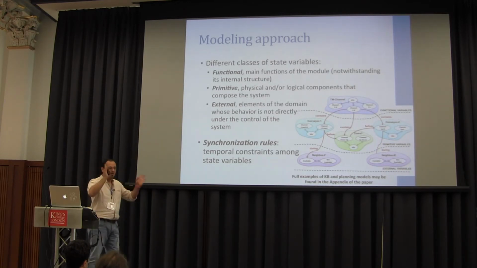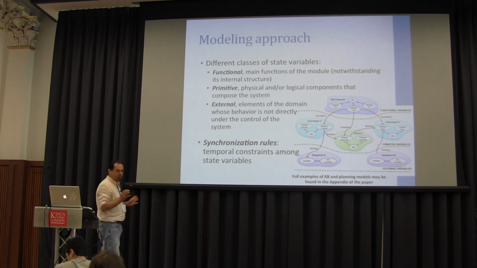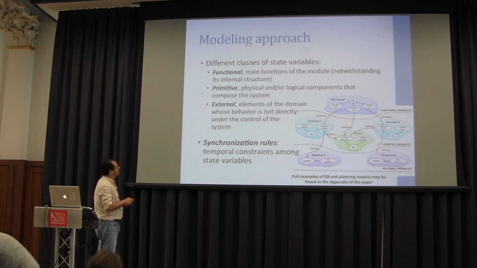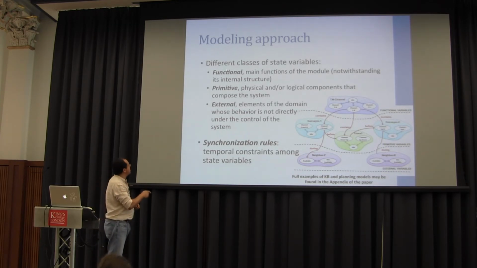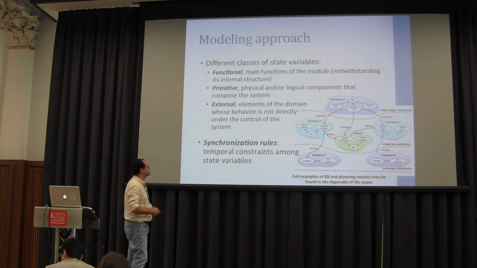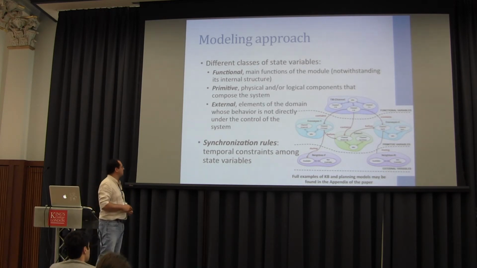So we just say this is what the agent is supposed to perform in the system, and then in the primitive state variables we describe the physical and logical components that are supposed to implement the main function. So this is what we do and this is how we do it. The external state variables describe elements that are outside the control of the system. For instance, the presence of a neighbor that is supposed to receive some pallets, or the presence of elements that are not in the direct control of the system.